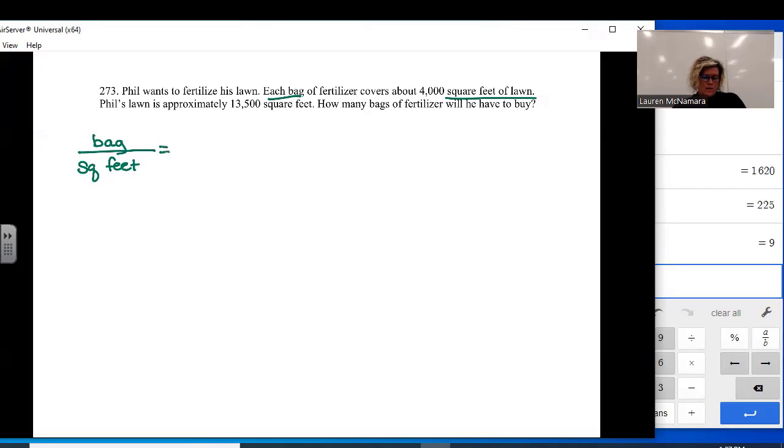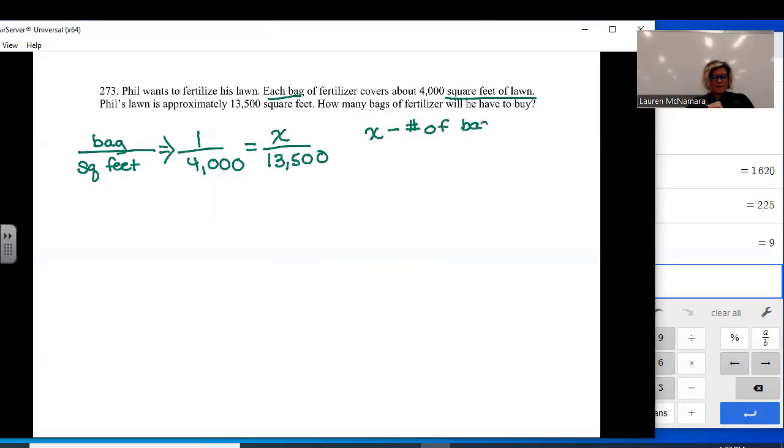So now we know that one bag covers 4,000. Well, we're looking for how many bags. I'm just going to go ahead and say X over 13,500. All right, so my X is the number of bags of fertilizer.